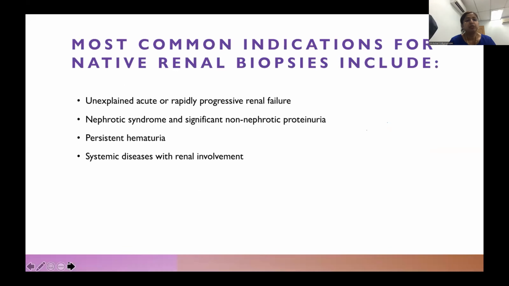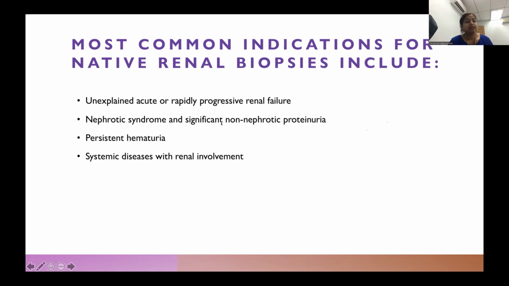So what are the most common indications for native renal biopsies? In this session, we're only discussing native renal biopsies. We will not touch on any transplant biopsies, okay? Number one is unexplained acute, or famously known as rapidly progressive renal failure. These are emergency biopsies in which you are required to look at the biopsy as soon as it comes, give a preliminary result, and try to produce a report as soon as possible. This is known as RPGN, okay?